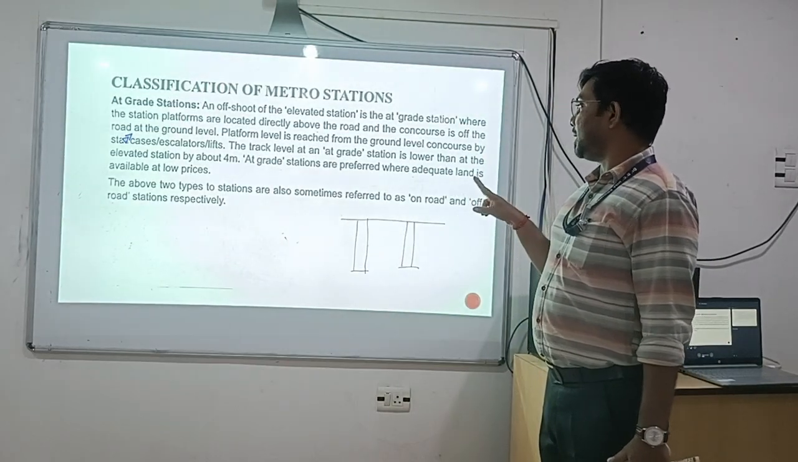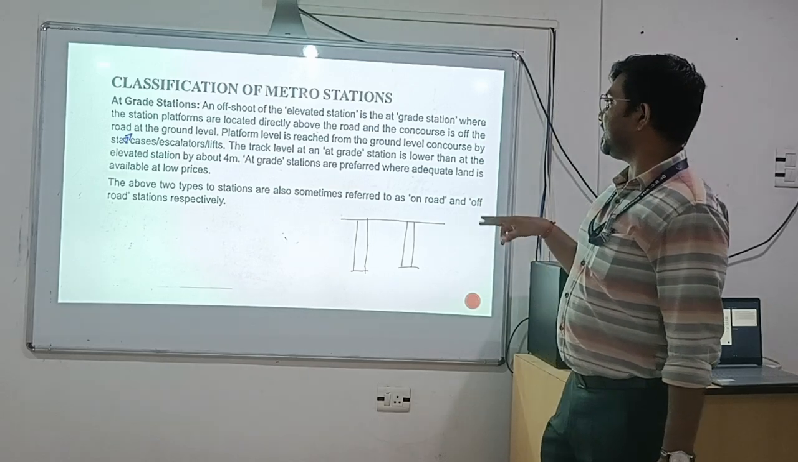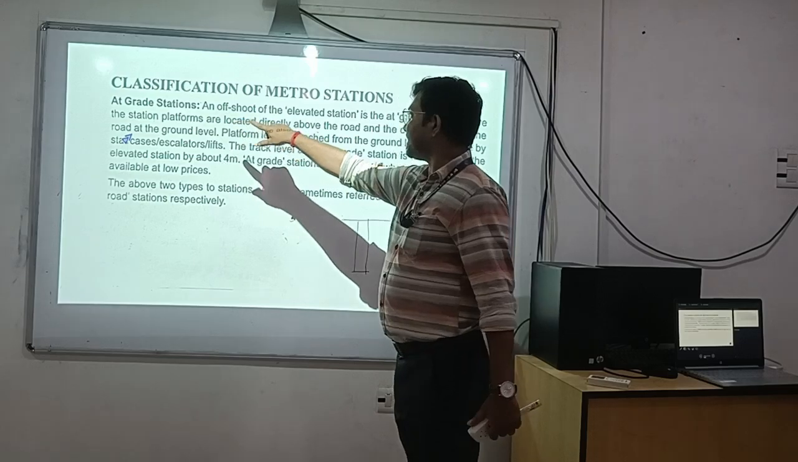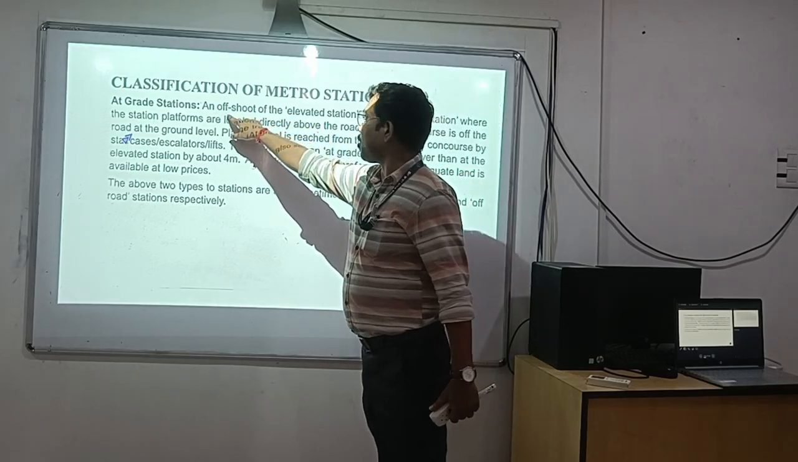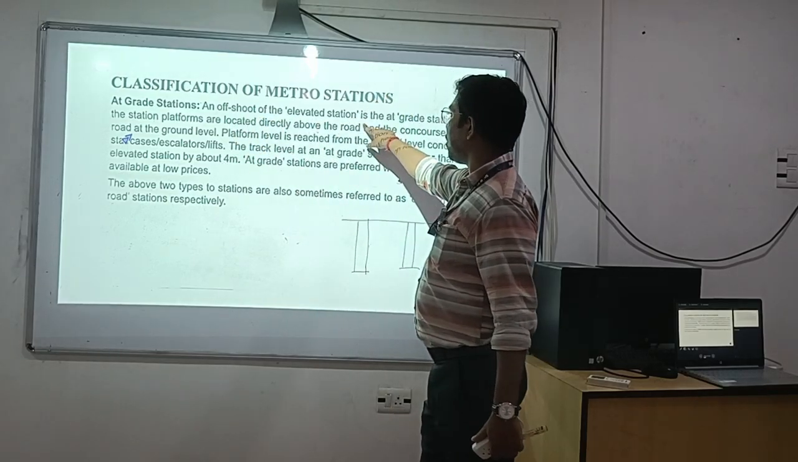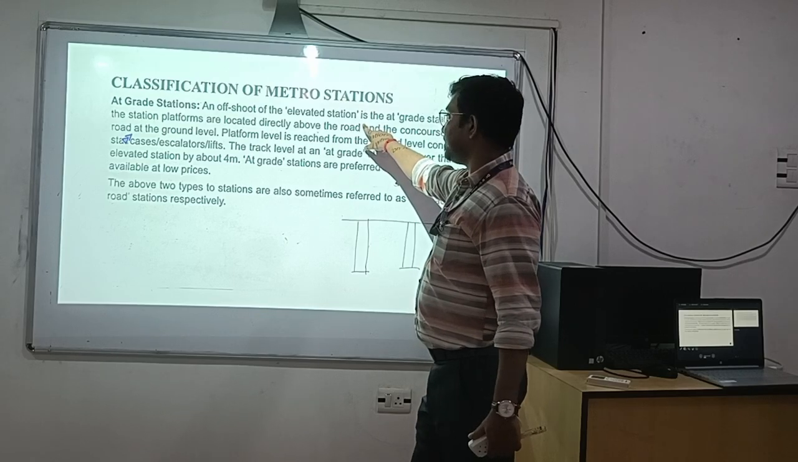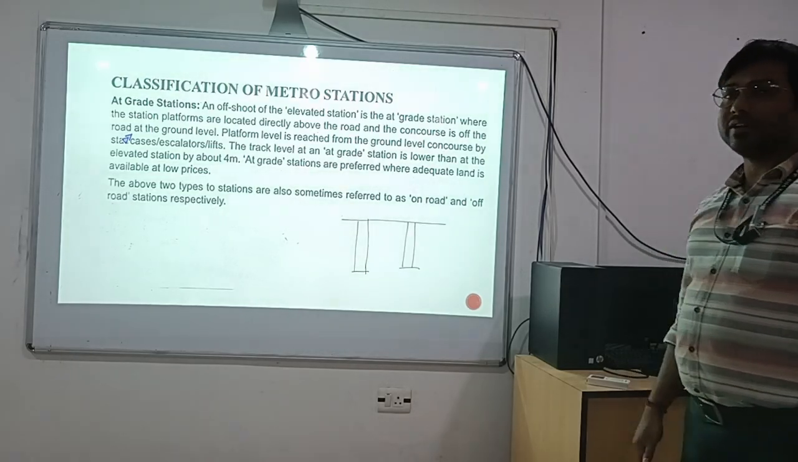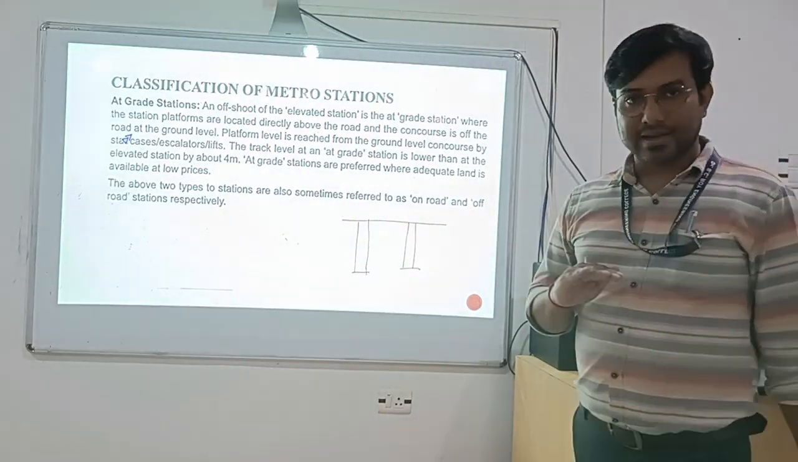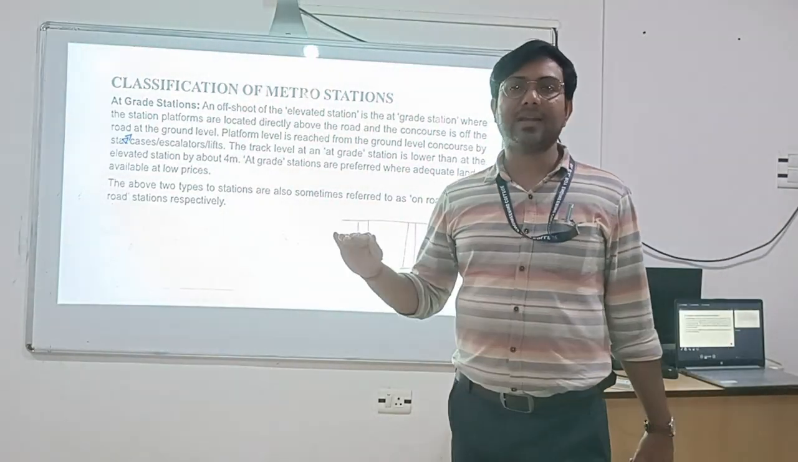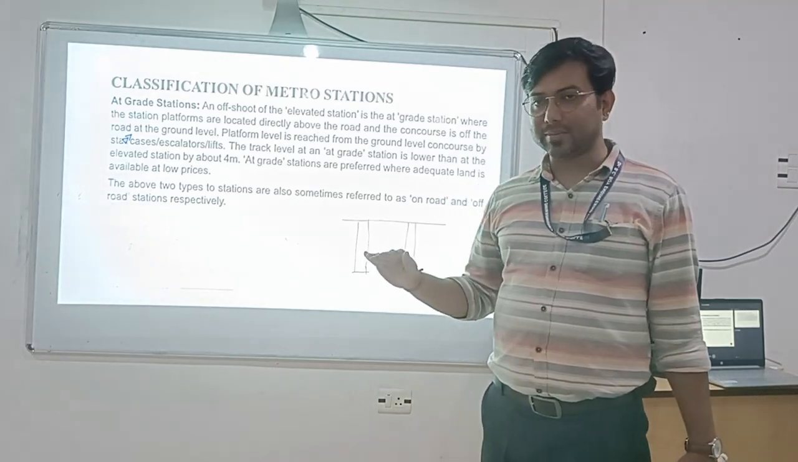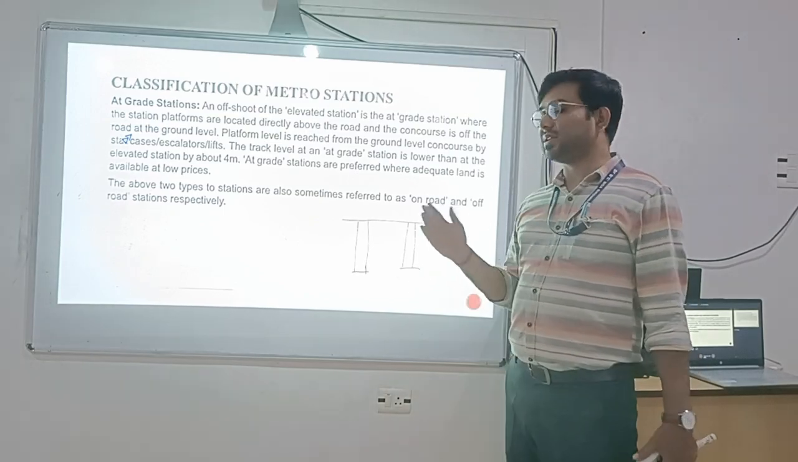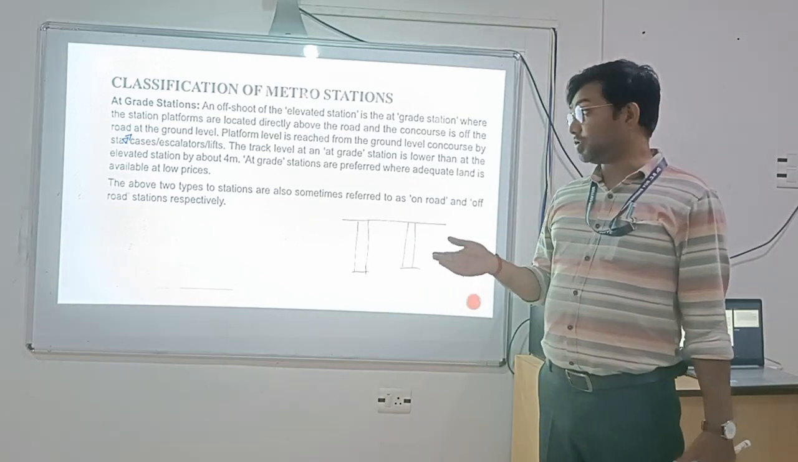One is the platform level, and another is the entry level. So this kind of at-grade station is technically called an offshoot elevated station, because in this case the station concourse and the entry level are at the same level, that is situated at the ground level and beside the ground surface of the road.